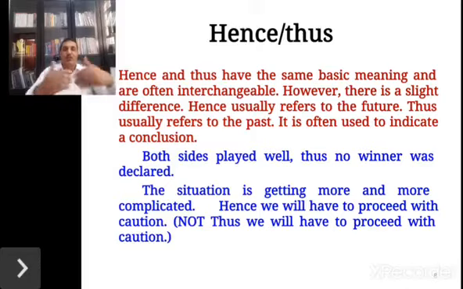When we are talking about a future thing, something we are planning to do in the future, or something that might happen in the future, we can use hence. Whereas thus can refer only to the past. Okay. It is often used to indicate a conclusion. Both can be used to indicate a conclusion. Also, therefore, and so as well.